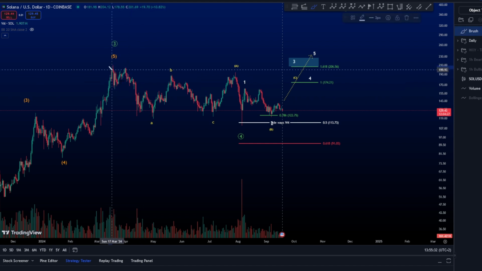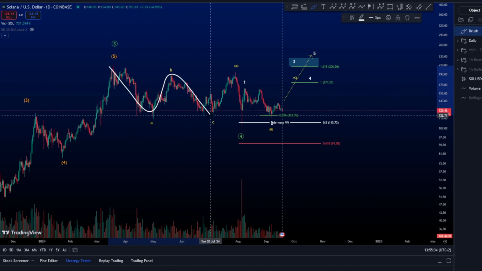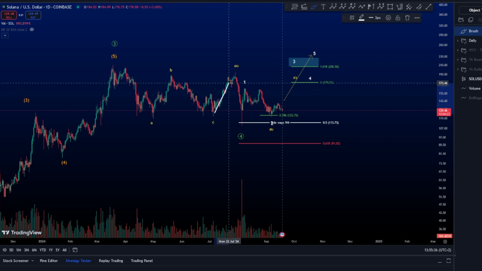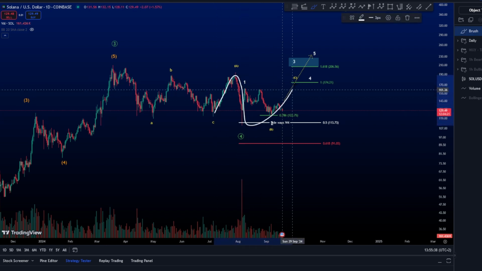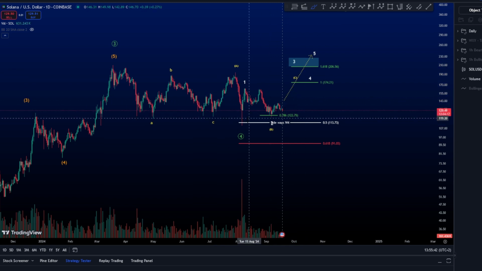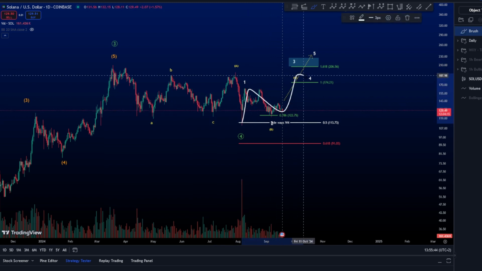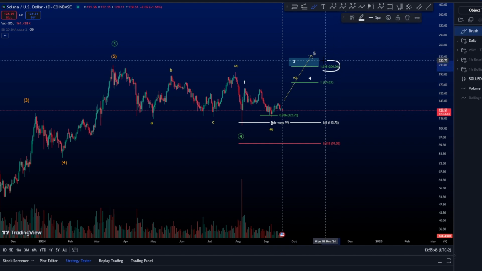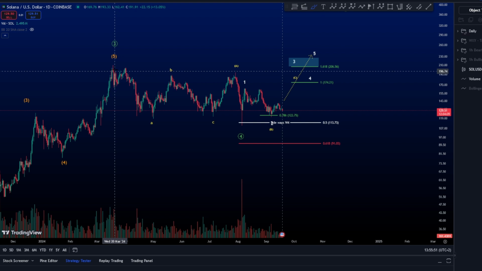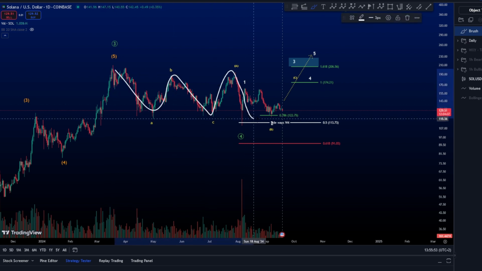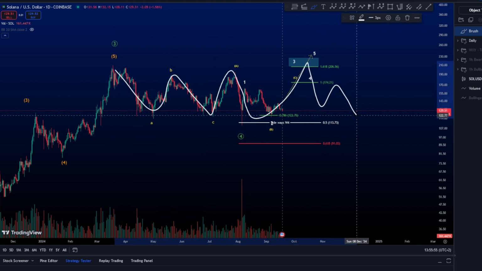The first scenario would be an A, a B, and a C zigzag here, and then we are looking after to an A, B, and a C as an expanding flat. This expanding flat, of course, can transform to a diagonal towards the upside, reaching at least the 1.618. After this, you're gonna have a zigzag, an expanding flat, and looking forward for another zigzag towards the downside, of course.